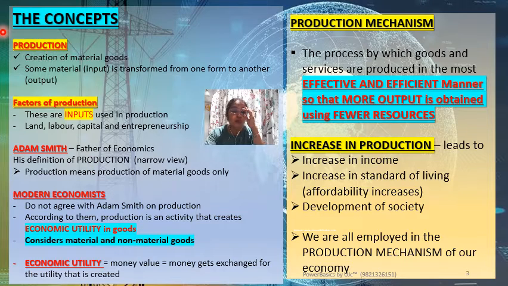Okay. So the modern economists said that any process, any activity that creates economic utility. What does that mean now? It's easy to learn the definition, put it in the exam, but what does it mean? Economic means money. Utility means usefulness, adding value. When economic utility is added to it, then all material and non-material goods become production. What is economic utility? Money value, money gets exchanged for the utility or the value that is created.